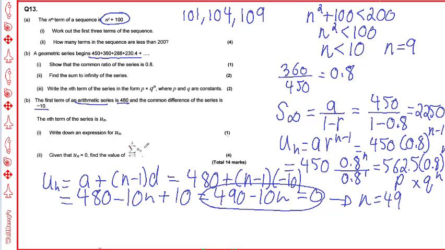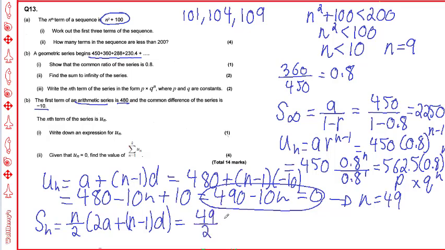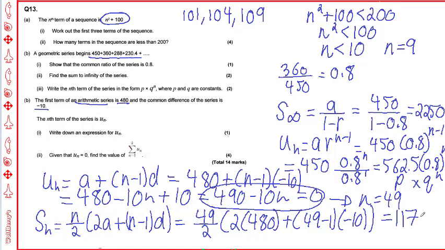It says find the value of, that's a sum equation, so we have a sum between n and k. The sum equation for an arithmetic series is n over 2, 2a plus n minus 1 times d. Substitute everything inside and find the value. We have n is 49 divided by 2, 2 times a, first term is 480, given in the question. n is 49 minus 1, all multiplied by the common difference of minus 10. Plug all these numbers in, and you should be getting a value of 11760.